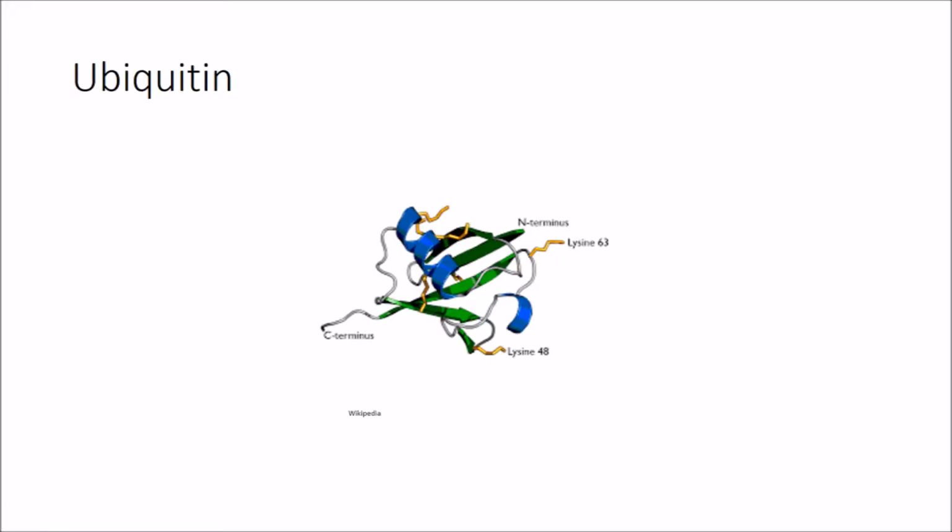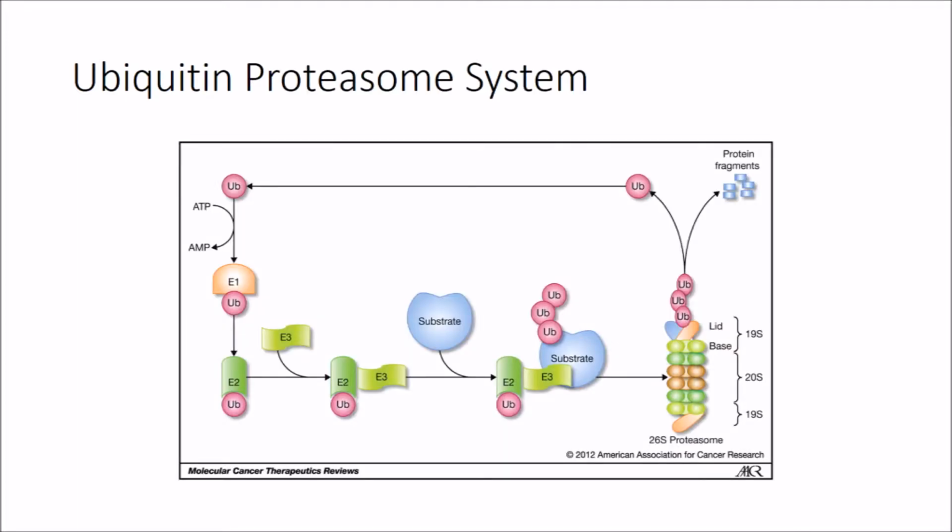Ubiquitin is the protein that determines which proteins are destroyed or kept. It determines this through a system called the ubiquitin proteasome system. It consists of three stages called the E1, E2, and E3 stage. In this case, I focused on the E2 stage in a small nematode called C. elegans.